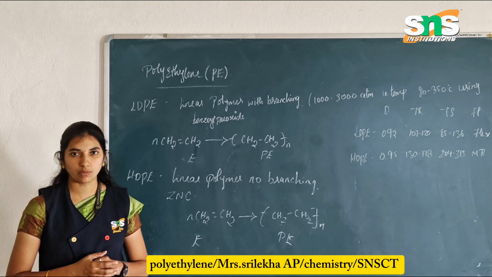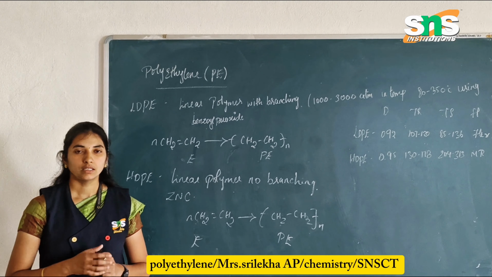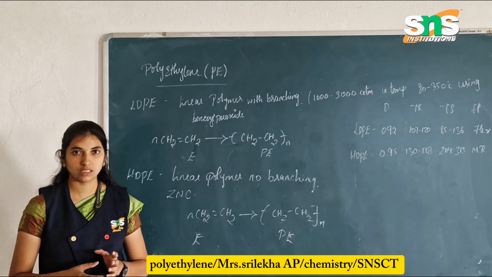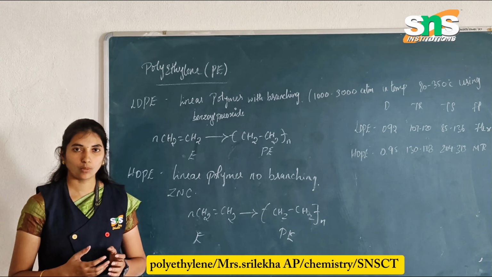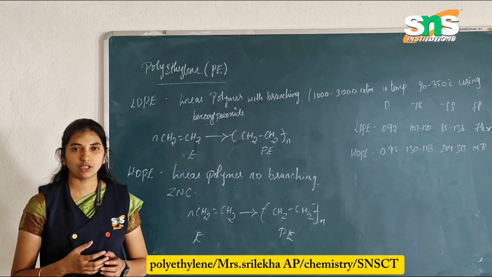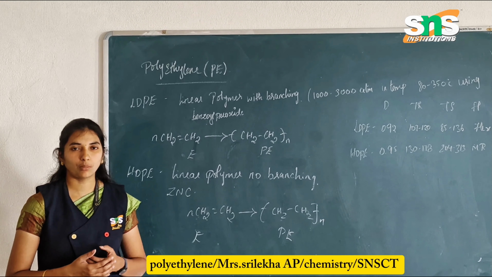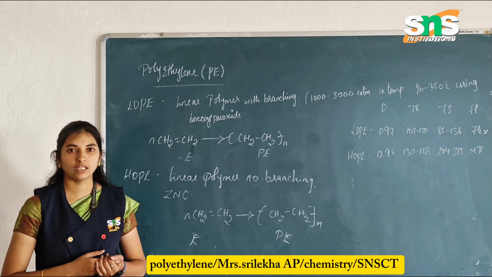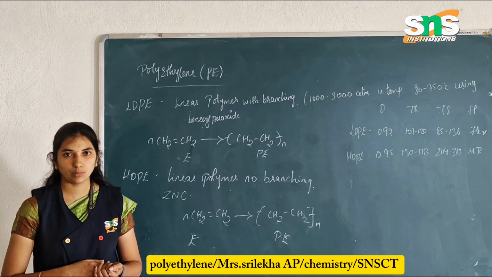N is the degree of polymerization. N is the number of repeating units, the total number of units per monomer. This is called the monomer and the degree of polymerization. The polymers are classified into several types. Here we have organic polymers, synthetic polymers, industrial polymers and engineering polymers.